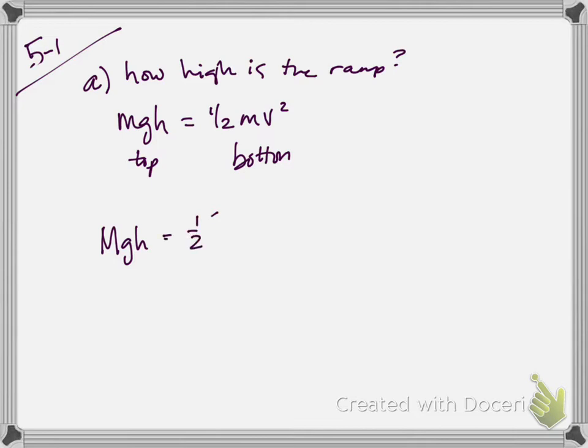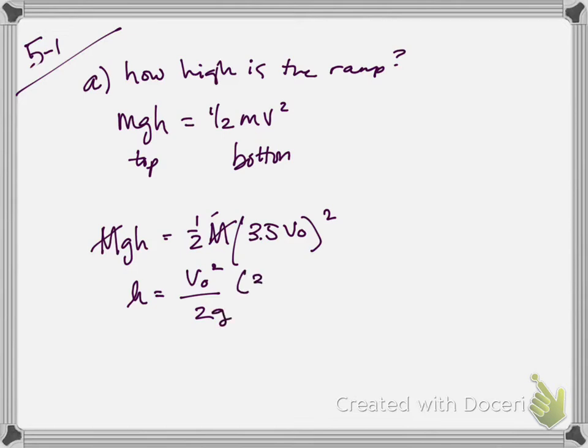So we have equals 1/2 M, the mass of that block. Now his speed at the bottom of the hill is 3.5 v0, so 3.5 v0, and we have to square that. The masses cancel out, and so we get H is equal to, there's a few different ways you could do this, and you don't actually have to do the 1/2 times the 3.5 squared. What I did was v0 squared over 2g, and then I put 3.5 squared over here.